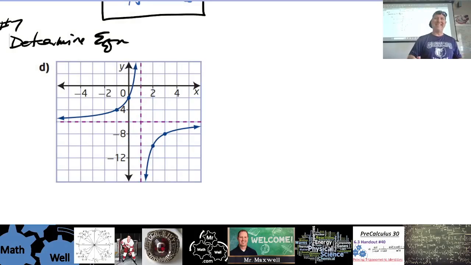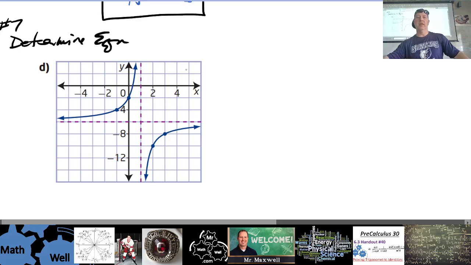All right, so 7D is determine the equation for this rational function. So you know it's a rational function because we've got the two pieces, right? We've got this piece and we've got this piece. It could be looking like this too, where you have a piece here and a piece here, right? So this one is kind of opposite from what most are, right?